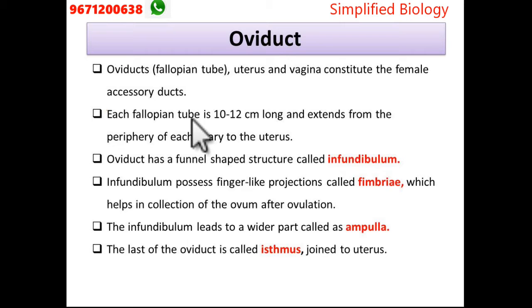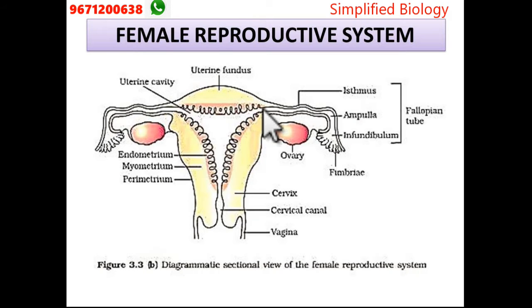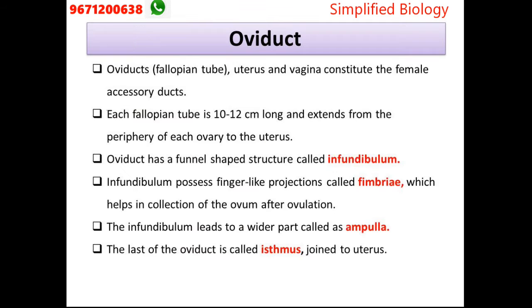So what do we mean by oviduct? Oviduct means a tube, so this is a tube with the name oviduct, or say the fallopian tube. The oviduct, uterus and vagina constitute the female accessory duct. Each fallopian tube is nearly 10 to 12 cm long, extending from the periphery of each ovary to the uterus.